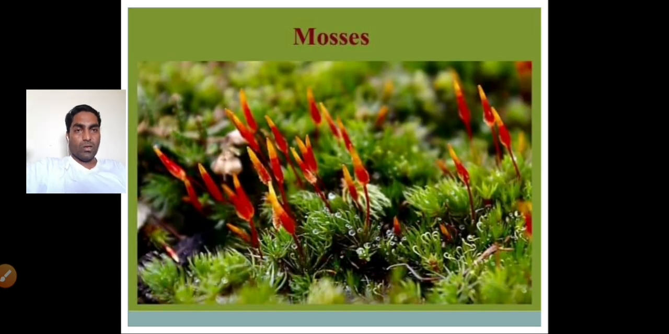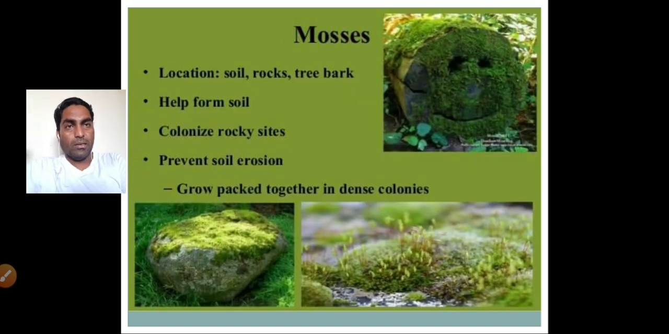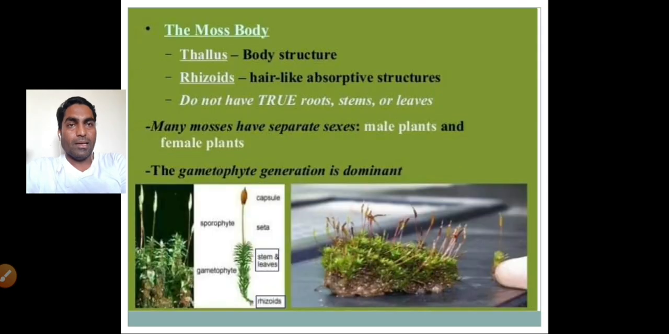Now, the mosses, where the foliose type of gametophyte can be seen. Location where they can be found: soil, on rocks, on tree barks. They colonize rocky sites and prevent soil erosion. So, those are the benefits of these mosses. They grow packed together in dense colonies.